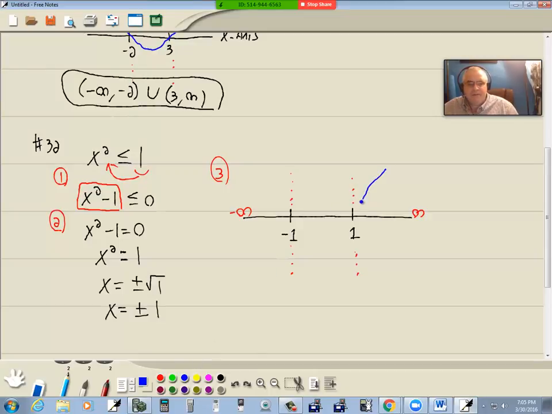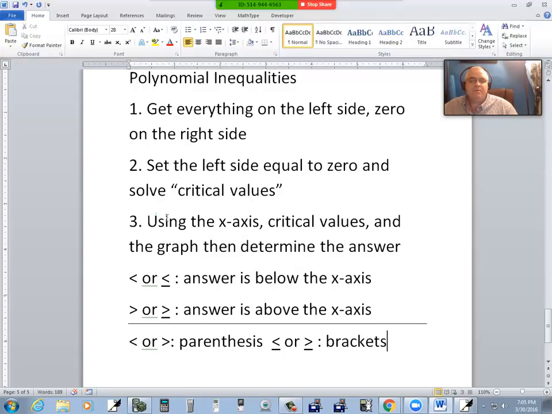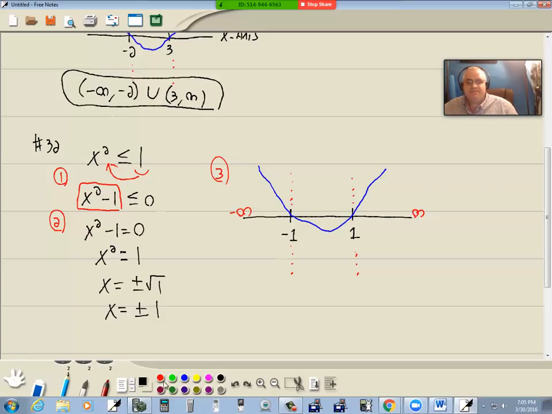So our graph more or less looks like that. Now this problem's a less than or equal to. Less than or equal to says your answer is below the x-axis. If I look where my graph is below, it's in this middle interval. If it's below in part of it, it's below in all of it. If it's above in part of it, it's above in all of it. There's no mixture within one interval. So this answer is from negative 1 to 1.